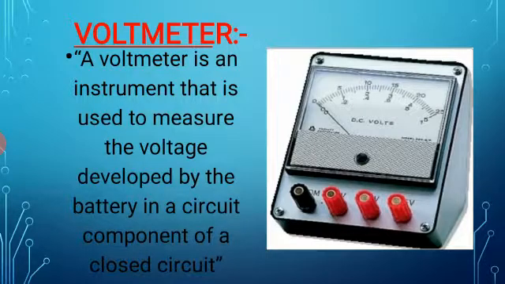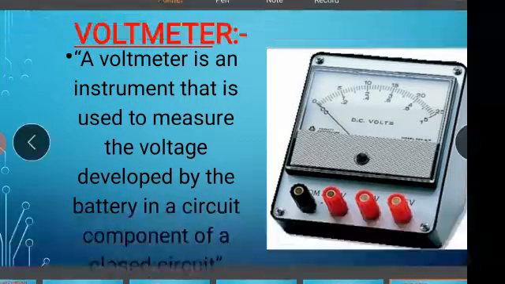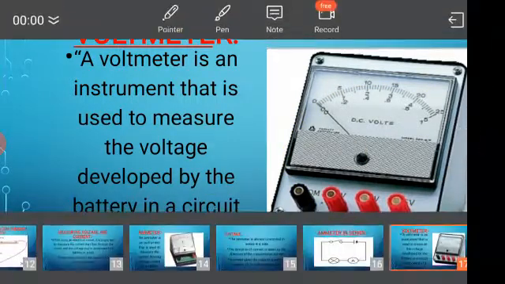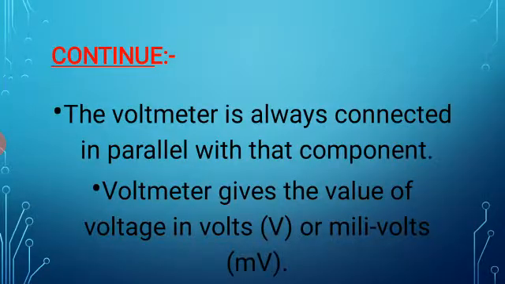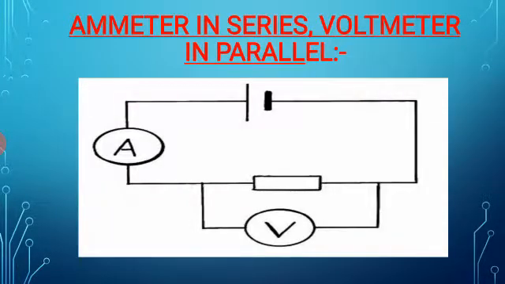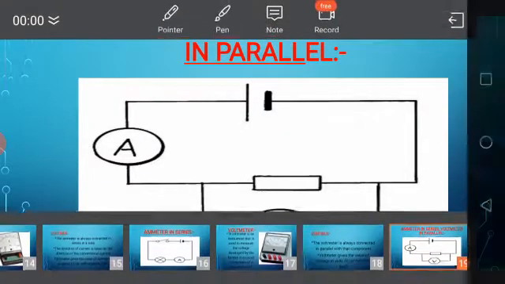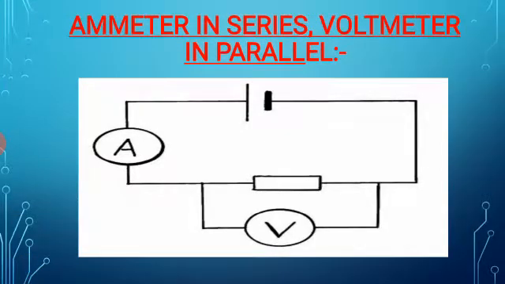of a closed circuit. You can see here, this is a picture of voltmeter, and voltmeter is always connected in parallel with the component, and voltmeter gives the value of voltage in volts or millivolts. You can see here, this is a symbolic representation of a circuit, and you can see here that voltmeter is connected in parallel to the component.